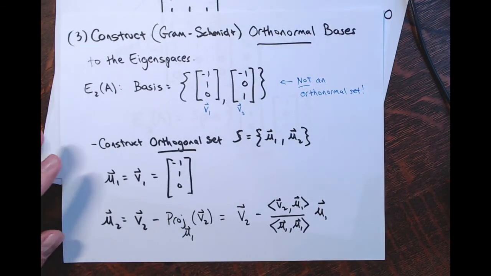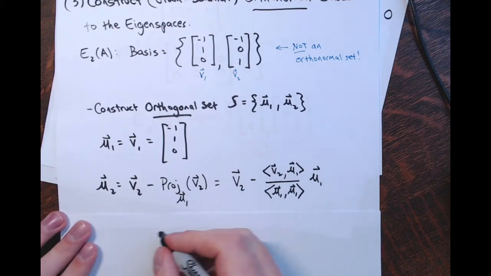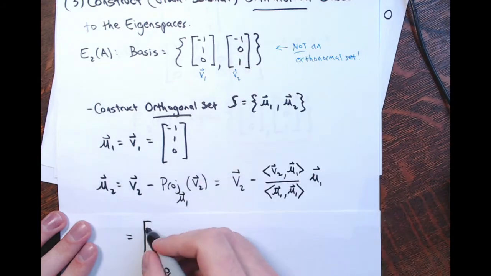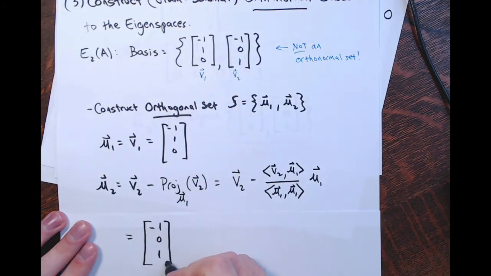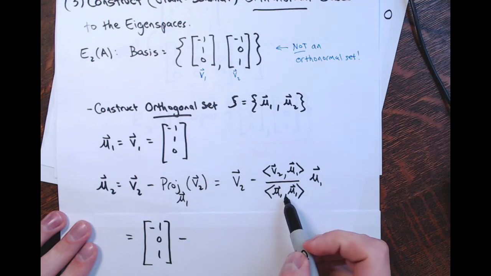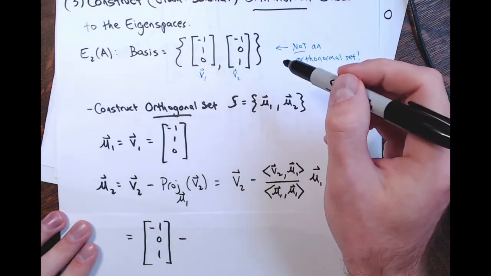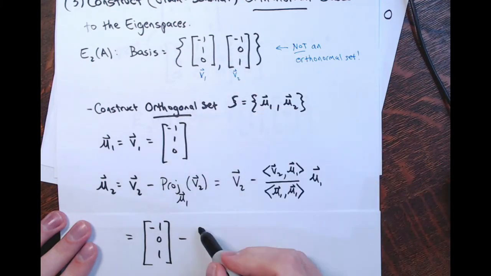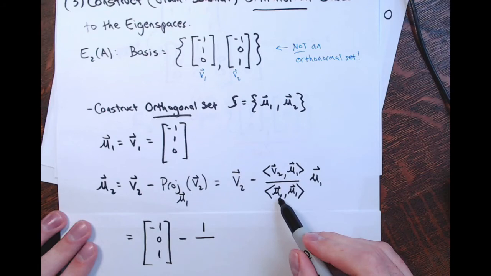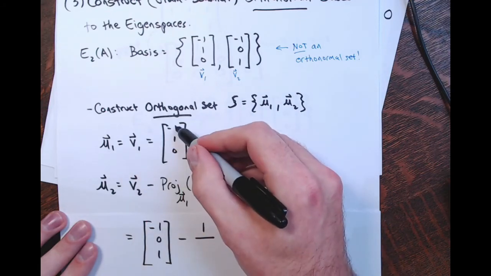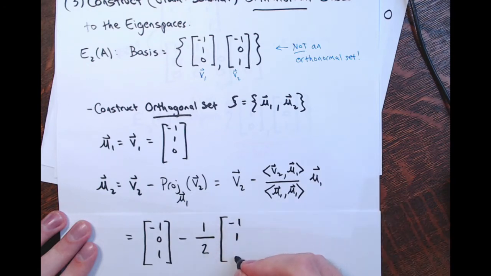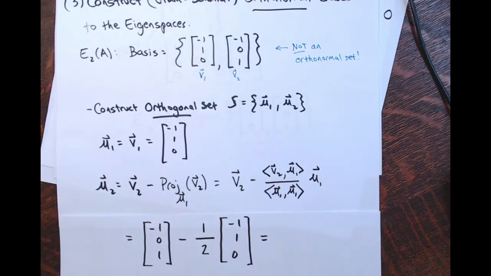All right, so let's put these in. Now V2 is the second vector from my original basis, negative 1, 0, 1, minus, and then the inner product is the dot product. So what's the dot product of V2 with U1? Well, that's just 1, divided by the inner product of U1 with itself, which would be 1 plus 1, 2, and then times U1, negative 1, 1, 0. And we should get a vector that's orthogonal to U1, right?